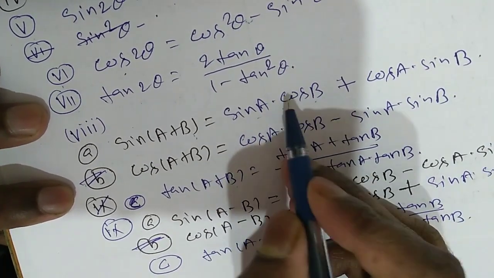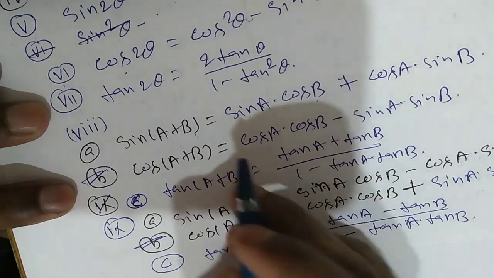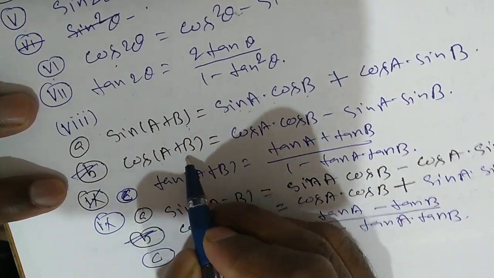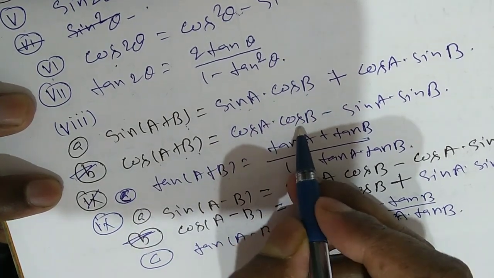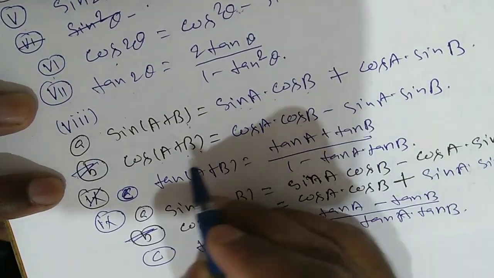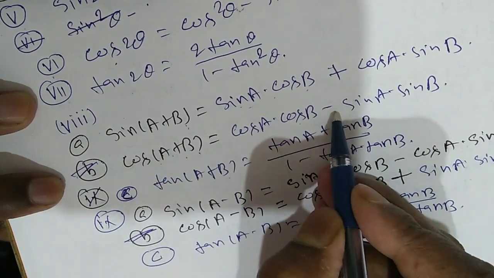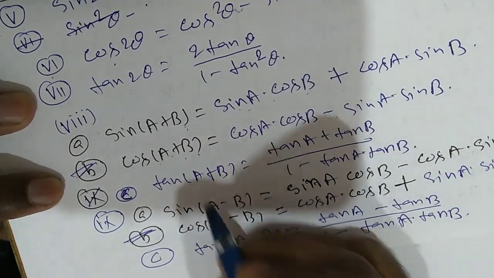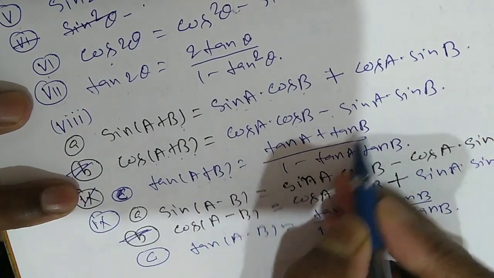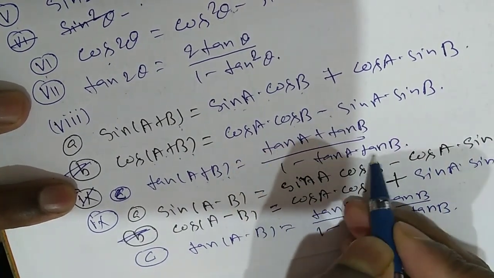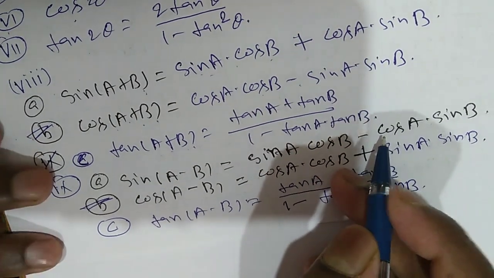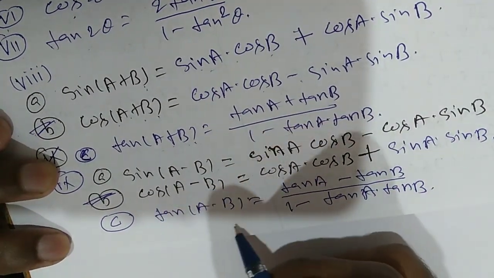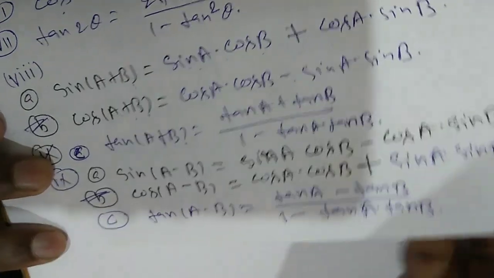Just alter the angles and alter cos and sin. Cos A plus B, so I write here cos A into cos B minus sin A into sin B. If here is negative, then this one is positive. Next, tan A plus B is tan A plus tan B upon 1 minus tan A into tan B. So always remember this one, and at last all of them are negative ones.